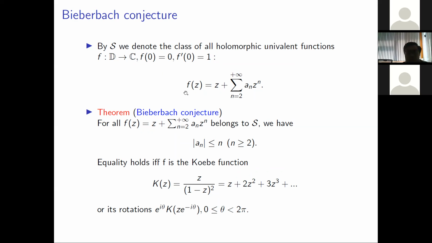As defined before, we can write the function f as a Taylor series like this. Bieberbach conjectured that the modulus of a_n is less than or equal to n. He proved this for n equal to 2 and conjectured it in general.